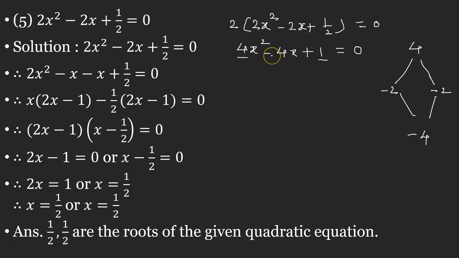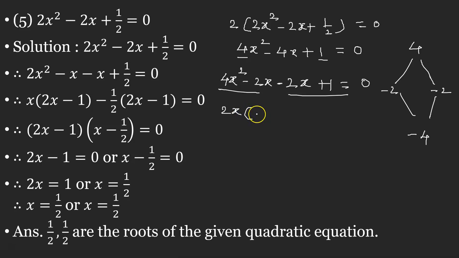Therefore, this can again be written as, okay, see this here, 4x square minus 2x minus 2x plus 1, and that's equal to 0. Again we will take common from these two. What are the terms here? That is 2x is common, and then in the bracket you will get 2x minus 1. And what is common from these two? Minus sign is common. That is, here you will get 2x minus 1, and that's equal to 0.